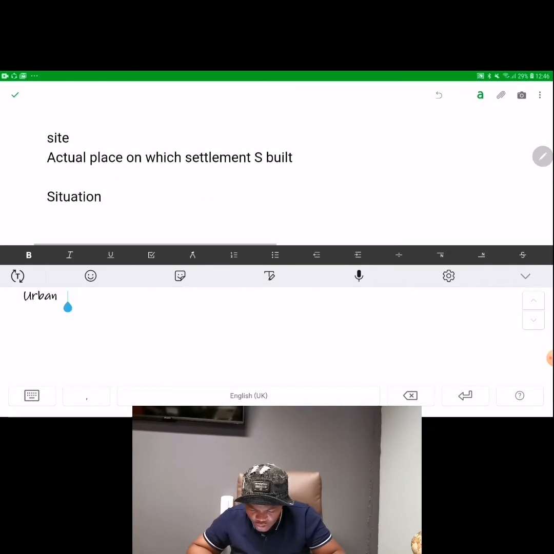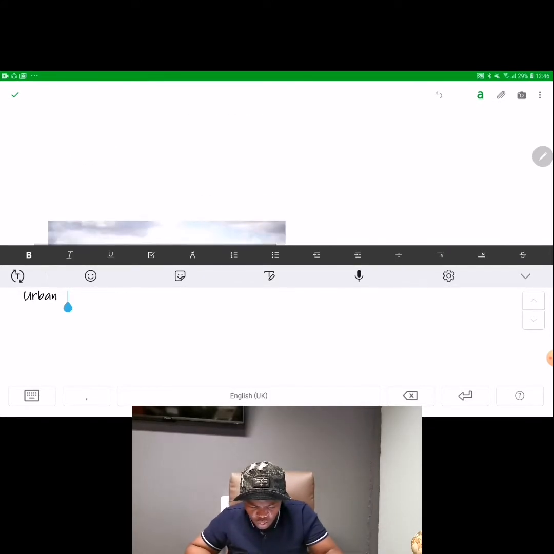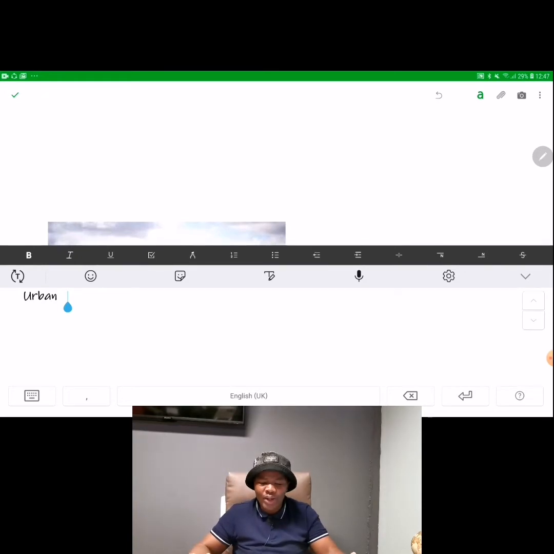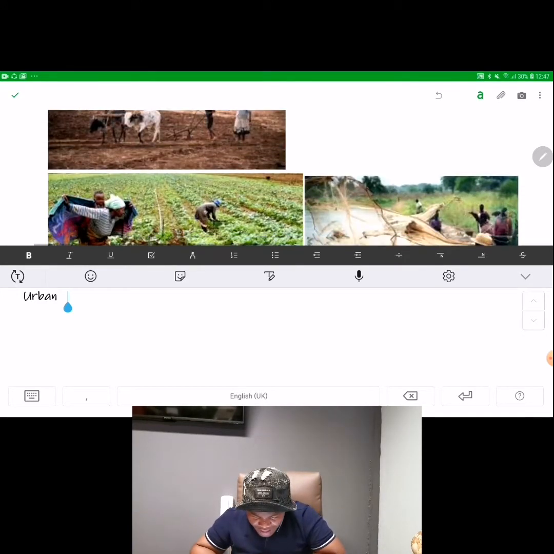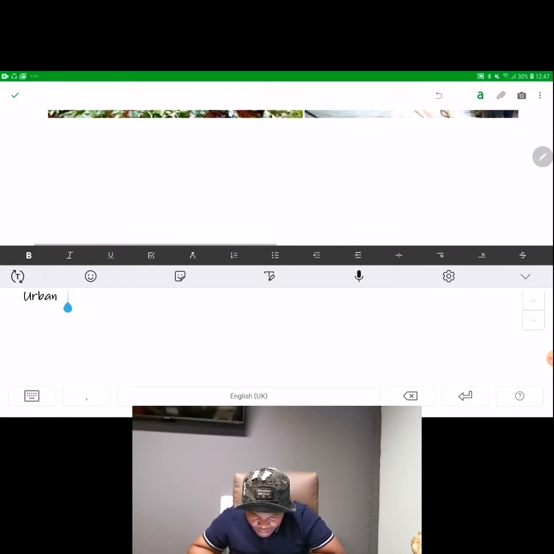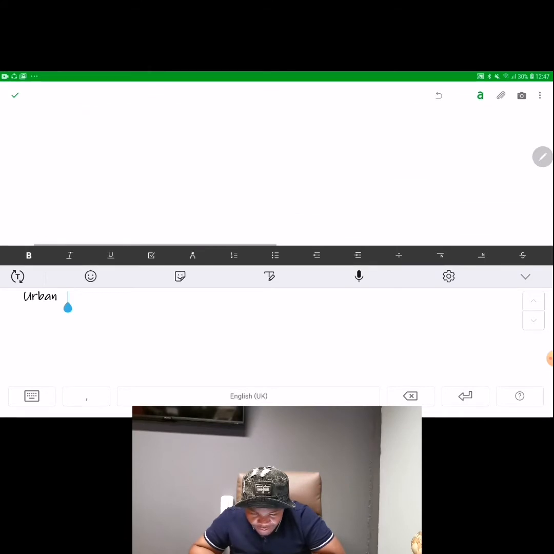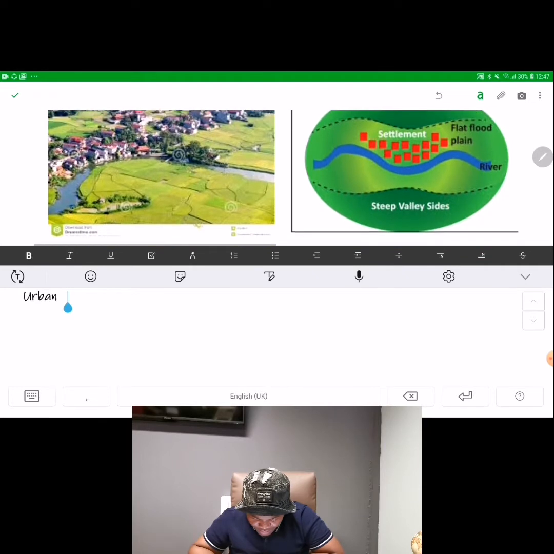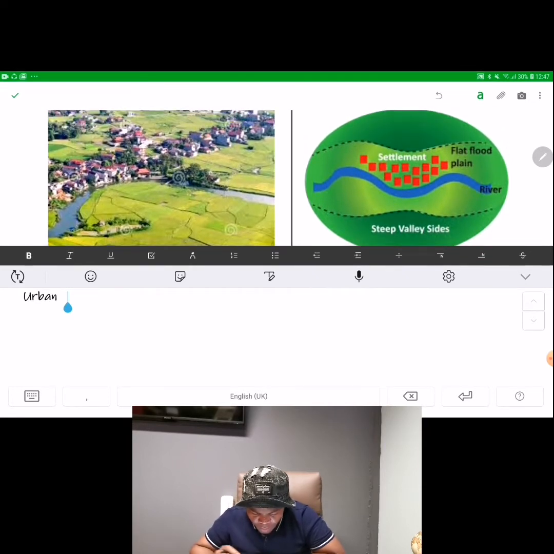All right. So, guys, I want us to look at how site and situation affect the location of a rural settlement. I want us to look at how site and situation affect the location of what? Of the settlement. All right. I want you guys to pay close attention to these pictures that I've shown you.